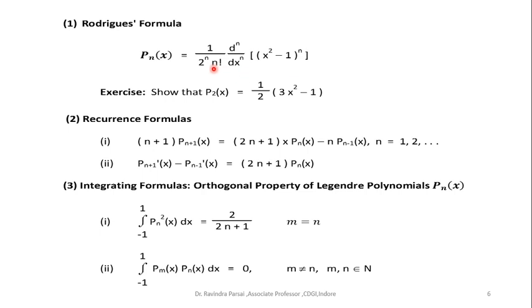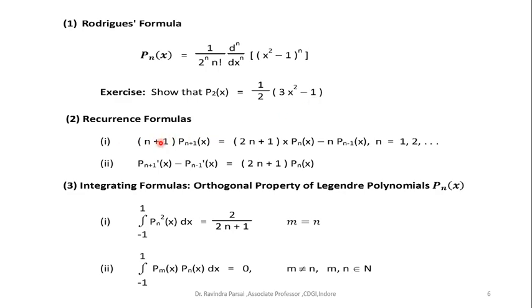When you put n equal to 0, you will get the zero order Legendre polynomial. When you put n equal to 1, you will get the first order Legendre polynomial, and so on. You can do self practice here by using this formula, and by putting n equal to 2, you will get the answer 1 by 2 of (3x square minus 1).